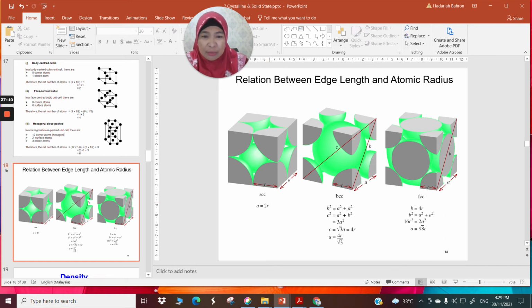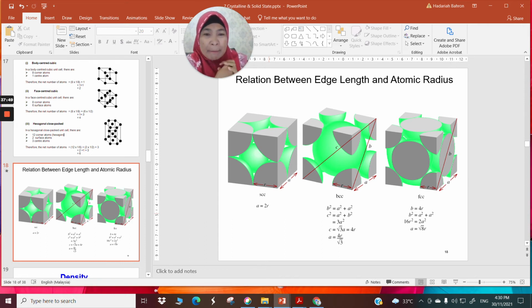For simple cubic, you can see very clearly here that the edge, which is A here, is actually double the radius of the atom, correct? Because this is one atom, the green atom, which is cut into 8, and each one of these is a fraction of the radius of that atom. So for simple cubic, the edge length A is equal to 2R. That's very simple to understand.